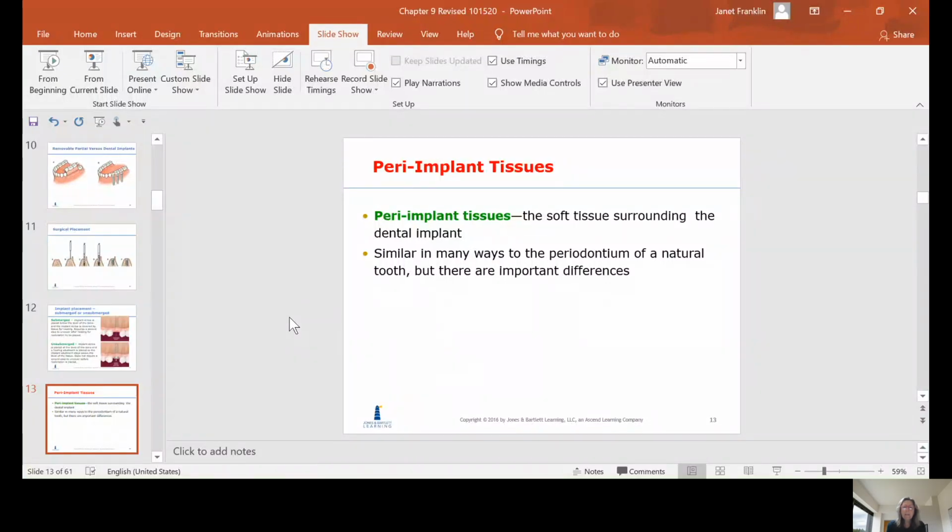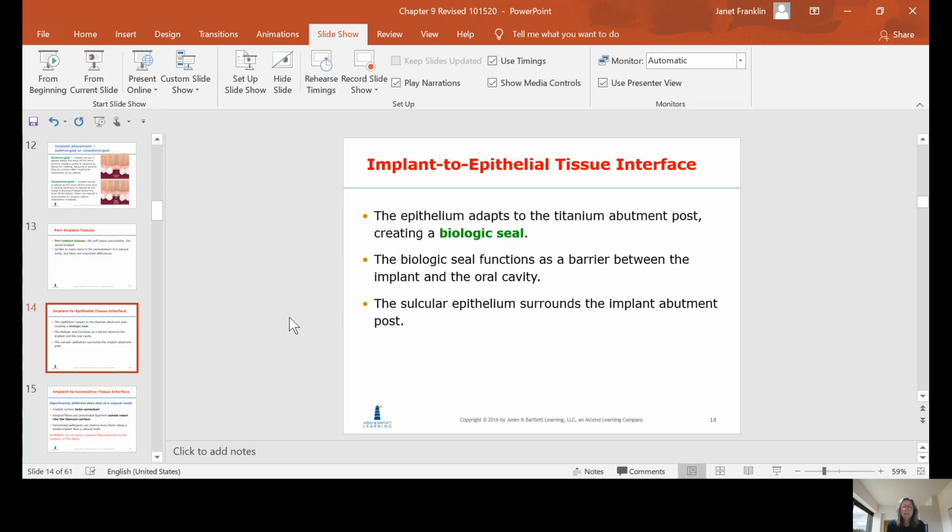So in this second part, we're going to talk about the peri-implant tissues. The peri-implant tissues are the soft tissues surrounding the dental implant, similar to the way that the soft tissue surrounds the natural teeth. So the implant to epithelial tissue interface: the epithelium adapts to the titanium abutment post, creating a biologic seal. The biologic seal helps to keep bacteria from the oral cavity, that are in the sulcus area, from going through and destroying the alveolar bone.